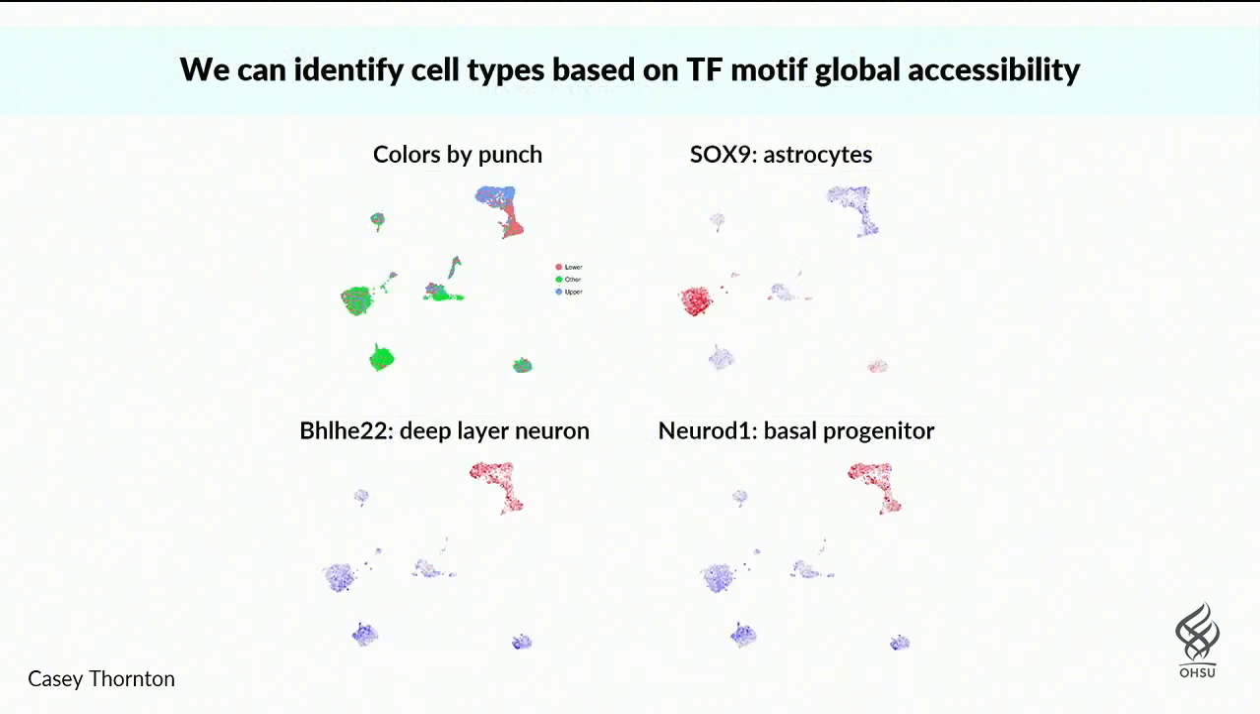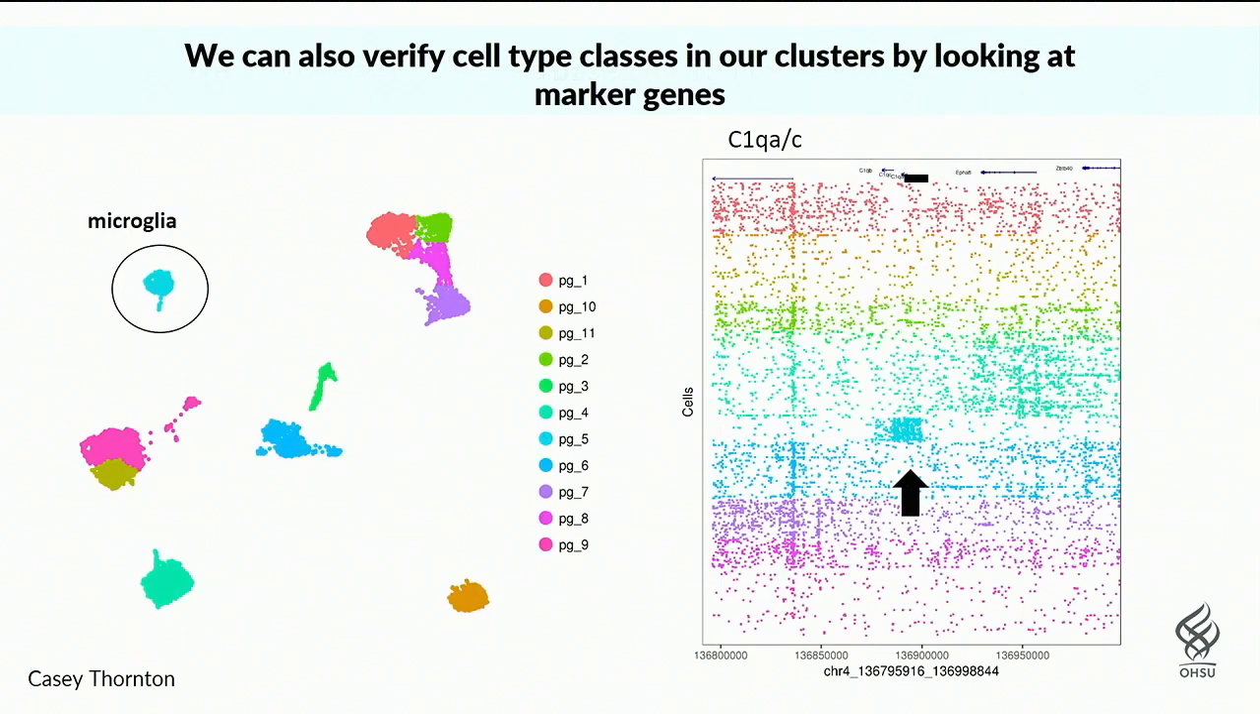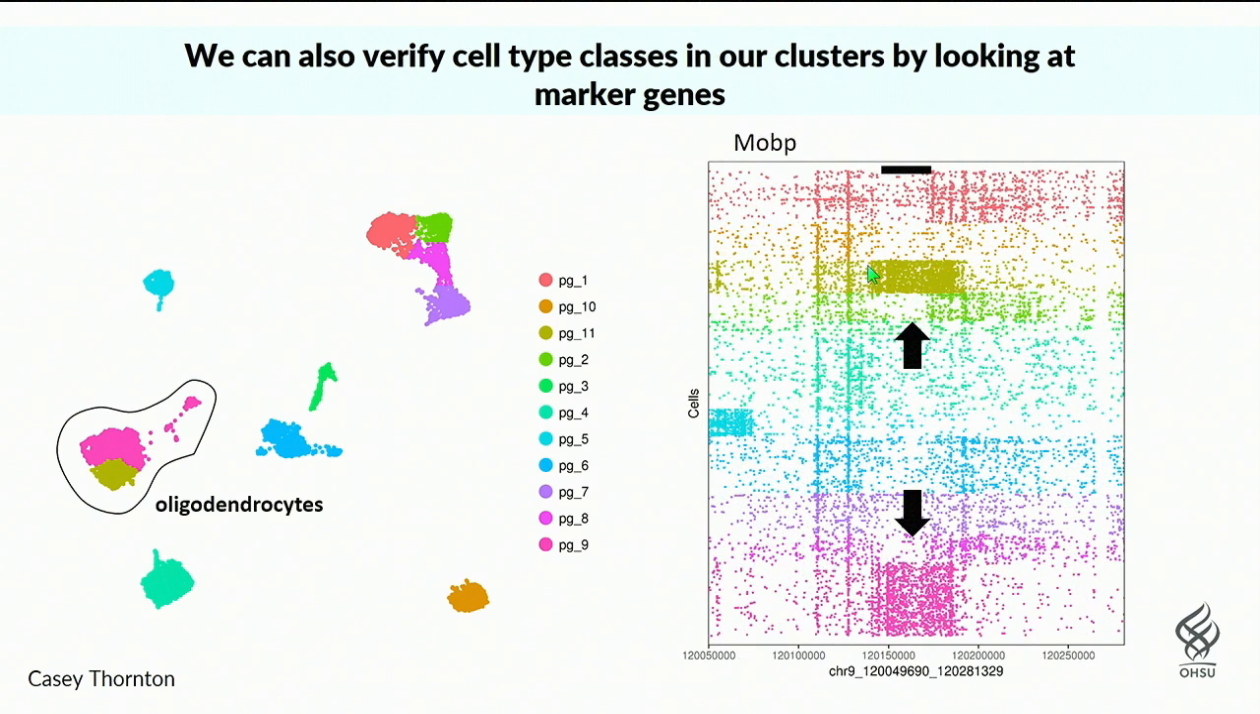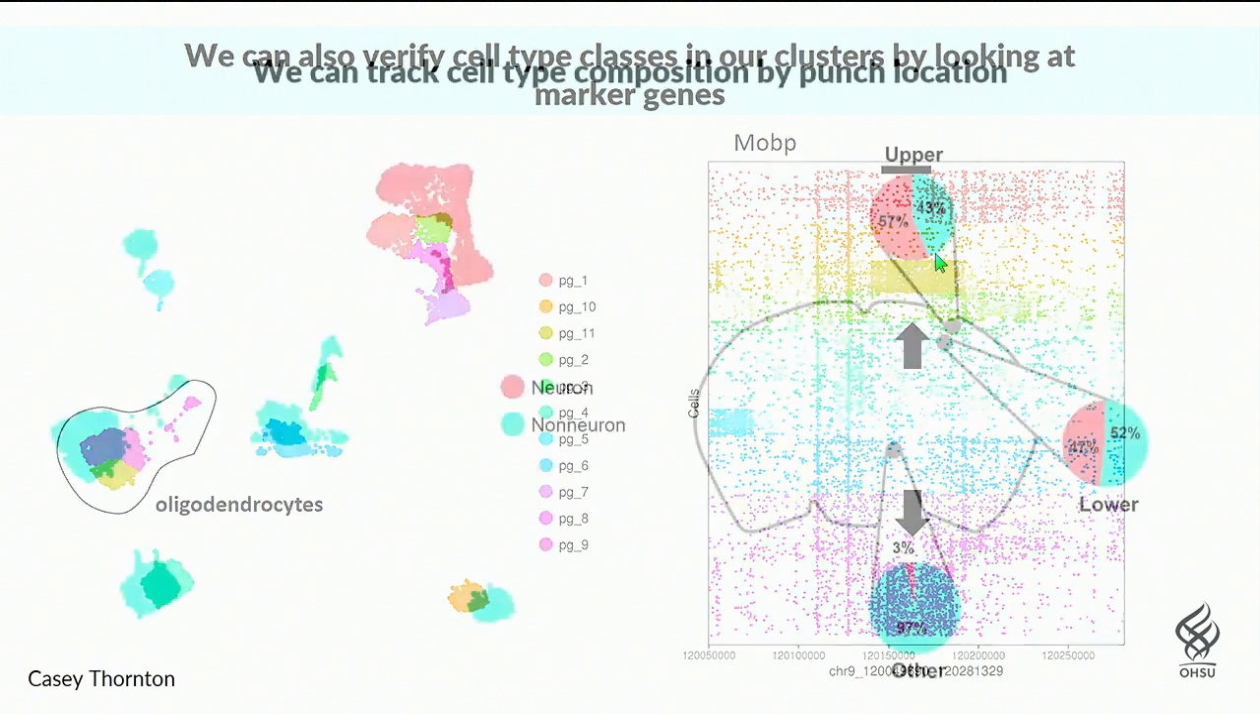We can then look at global accessibility for different factors. So for example here, SOX9 for astrocytes is highly active in this cluster, so those are astrocytes, as well as activity or accessibility of different neuronal transcription factor motifs, or look at local regions. So, for instance, microglia have high accessibility around C1qA, B, and C, and you can see that highlighted here with the cells in the microglia cluster with a lot of accessibility. Similarly, oligodendrocytes and with MOBP, there's this nice boost in accessibility around those marker genes.